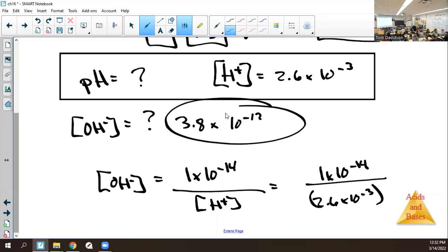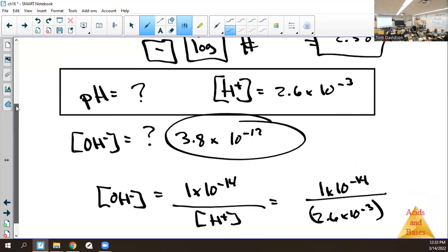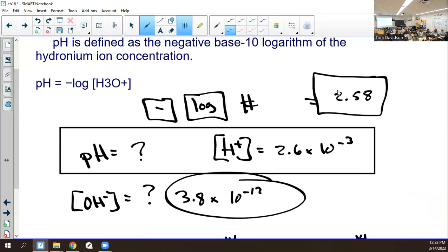So when you are finding H plus or OH minus, the exponents of the two of them have to be close to -14. This was the acidity of the water after we put the acid base in. So what would the pH be? We said it was 2.58. So is this an acid or a base? It's an acid.